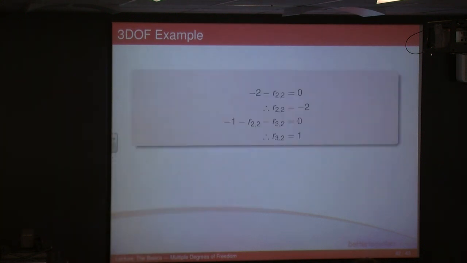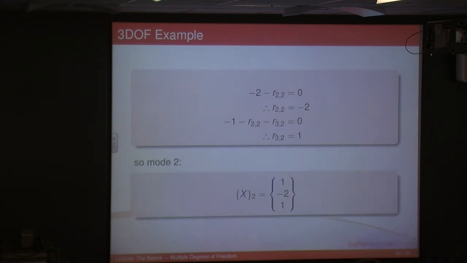And you go through and you find R22 and R32, and you end up with 1, -2, and 1. And that's where the two outer masses are moving in unison with each other, but the one in the middle is moving twice the distance, but in the opposite direction.